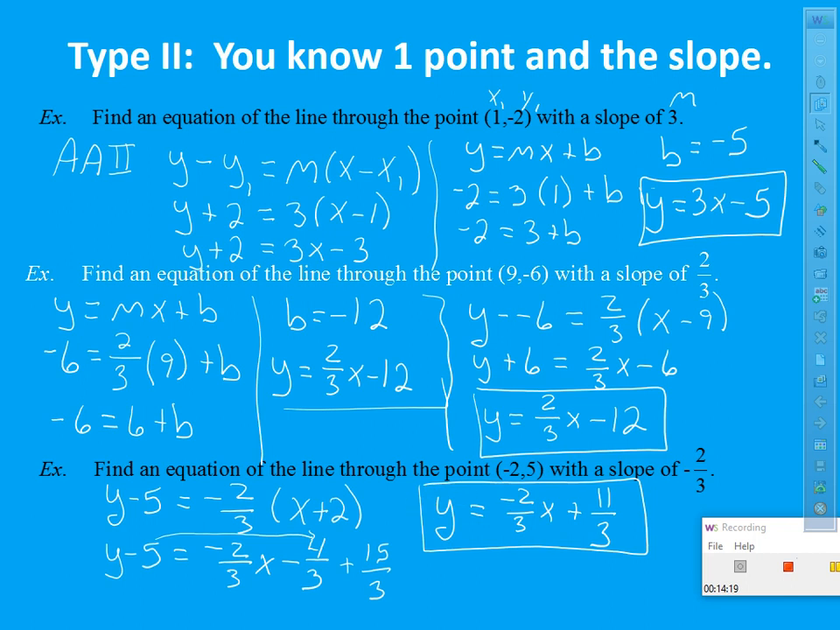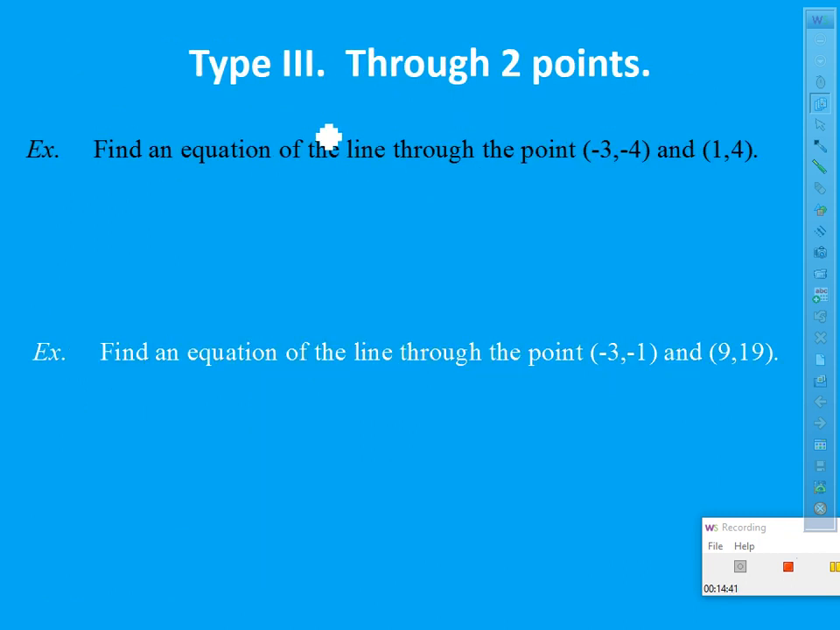Okay, so I call that my type 2. You know one equation, or you know the slope and 1 point. My type 3 goes through 2 points. Find an equation of the line through the point (negative 3, negative 4) and the point (1, 4). You already know where I'm going to go with this. Before you can ever find the equation of a line, the first thing that you have to do is you have to know your slope.